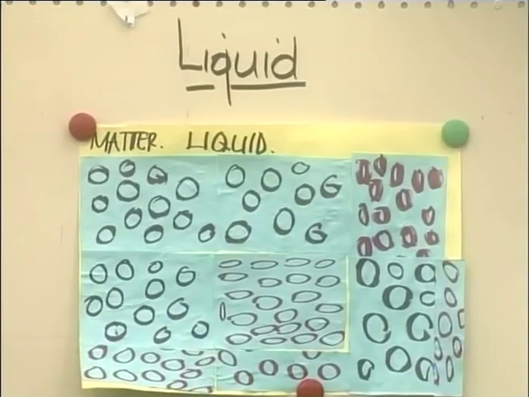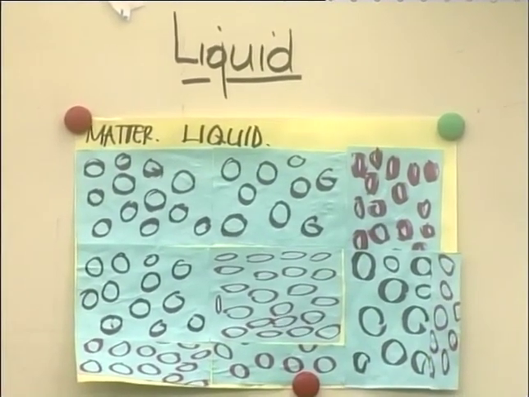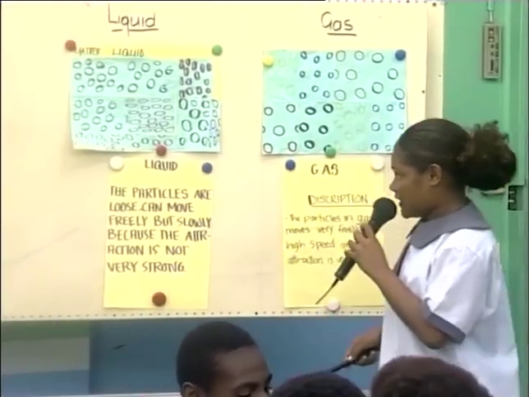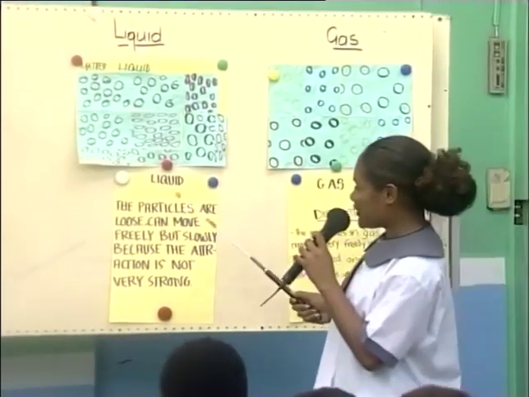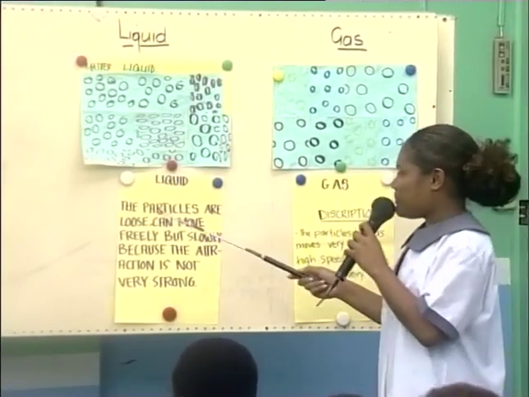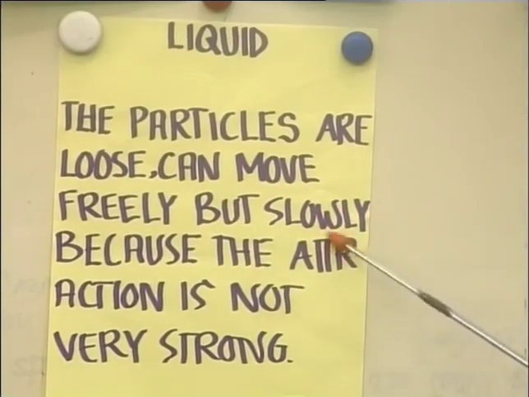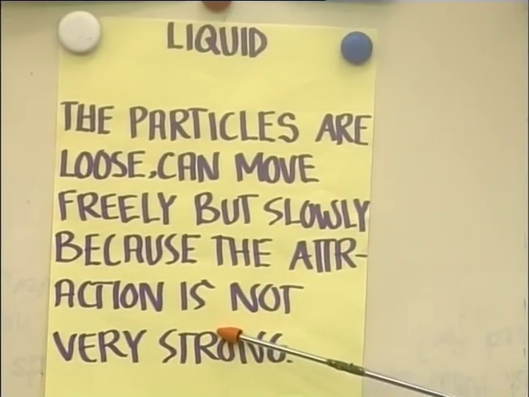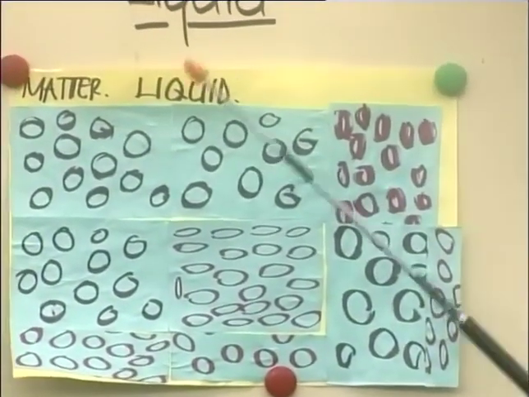Okay, we'll have our presenter for liquids, please. Liquids. Okay, here's a description of how particles in liquid are arranged. The particles are loose, can move freely but slowly because the attraction is not very strong. And this is how the particles are arranged.